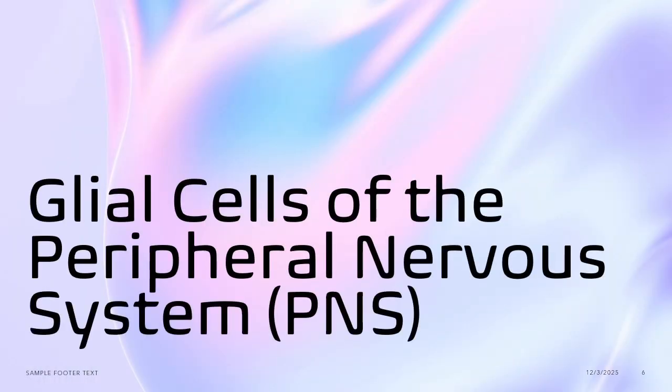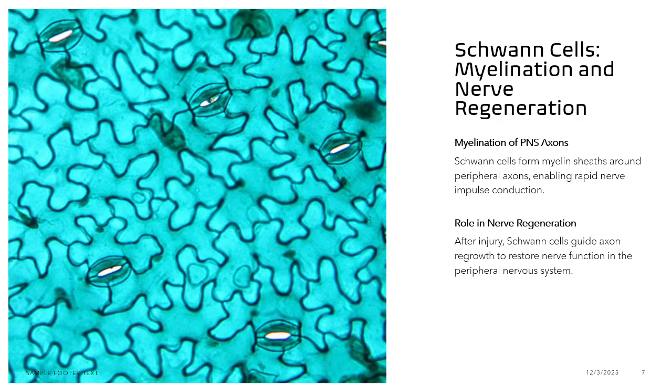So then we have glial cells for the peripheral nervous system. And so our first one we're looking at is known as a Schwann cell. Schwann cells myelinate the peripheral nervous system axons. So same thing as what we were talking about with the oligodendrocytes, but these are for the peripheral nervous system. So facilitating rapid signal transmission. They also play a key role in nerve regeneration by guiding axon regrowth after injury.